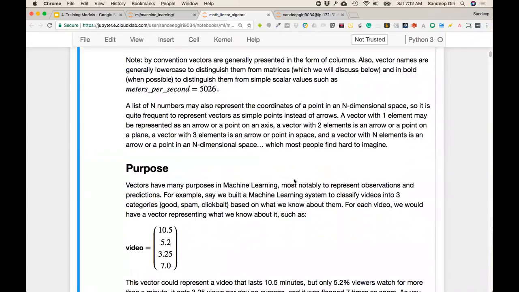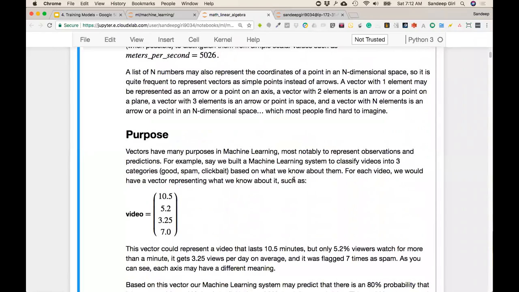All right. So the purpose of a vector is we could keep many things in a vector. So a vector is essentially a list of scalars. With the vector, either we could represent things in three dimensions, or, in case of machine learning, a list of values such as predictions, a list of values such as observations, and so on.